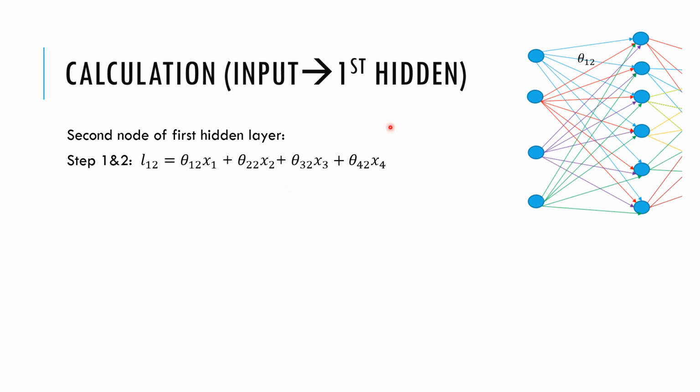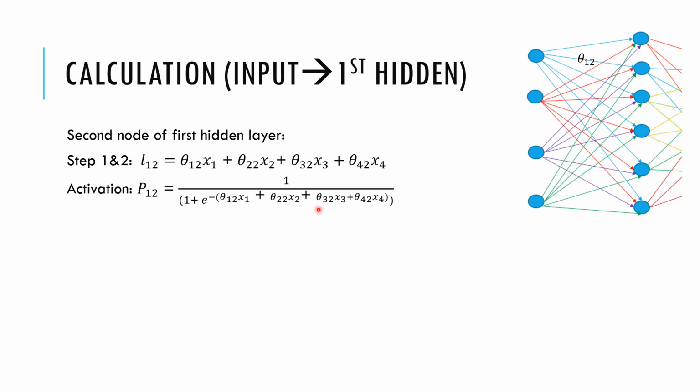Theta 1 to x1. Here again, the first digit represents the node number in the input layer, and the second digit represents the node number in the hidden layer, which is 2 here. So you see, the second digit is 2 for all the thetas, and the first digits are for the node number of the input layer: 1, 2, 3, and 4, and all these are connected to this node. So we multiply theta 1 to x1, theta 2 to x2, theta 3 to x3, plus theta 4 to x4. And we just add them, and that's all we do.